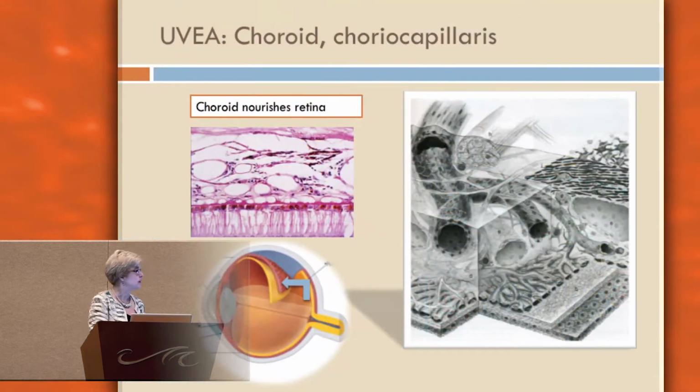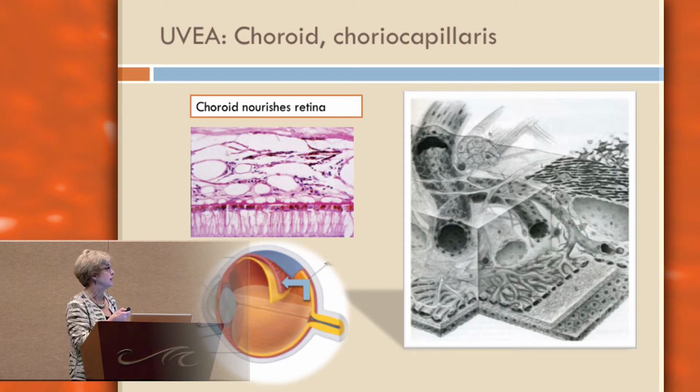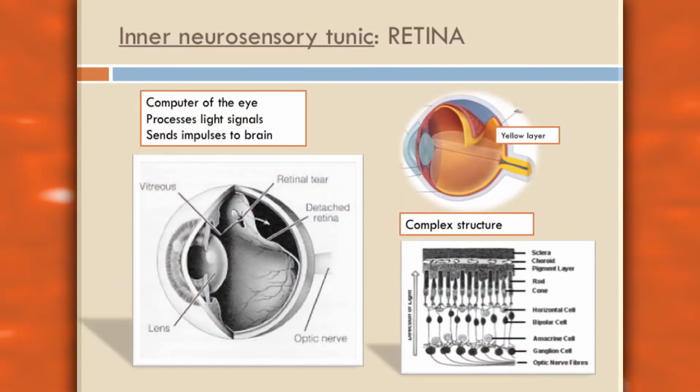The remainder of the uvea, the choroid and the choriocapillaris, I like to think of that like the heat ducts that are up above this ceiling right here. They're delivering all that blood to the retina by being opposed right against it. The inner neurosensory tunic is the retina. That's the computer of the eye. It has a complex structure, and that structure is highly oxygen dependent. It needs a lot of nourishment. It needs everything that uvea can bring to it.